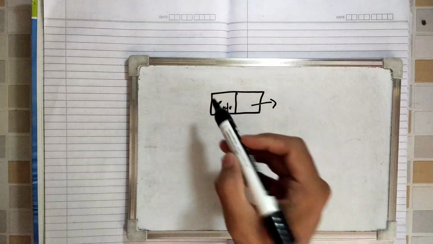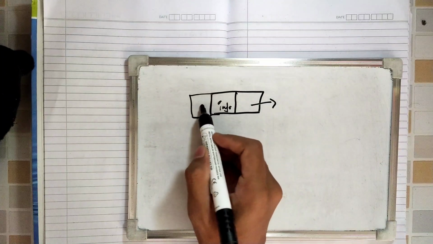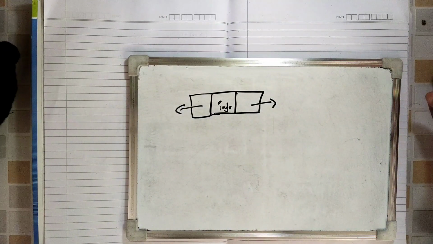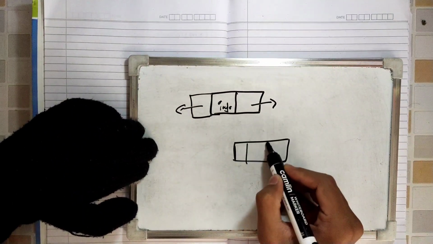So what we will have in a double linked list is another field here. It is also a pointer. It will hold the address of the previous link. Okay, understood. So let us take one example of more than one node.